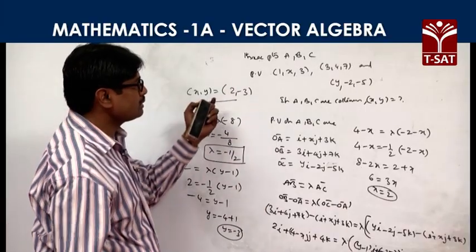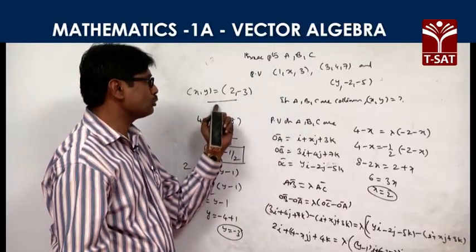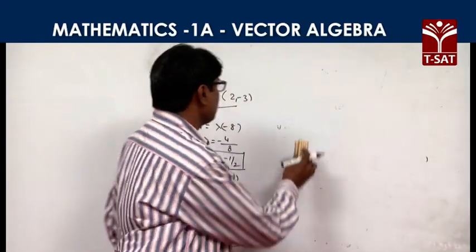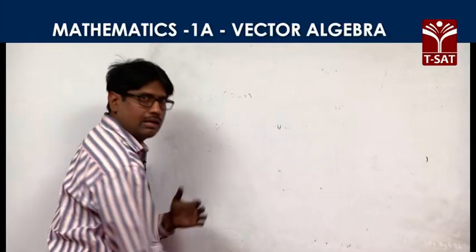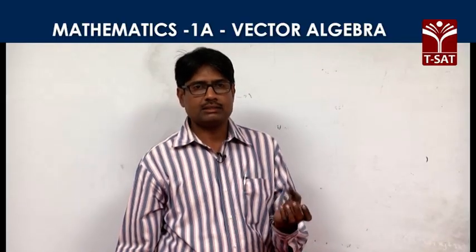Here we have noticed that the points A, B, C are collinear points. So, x is 2, y equal to minus 3. Today we concluded problems based on collinear points, coplanar points, parallelism, definitions, unit vector.